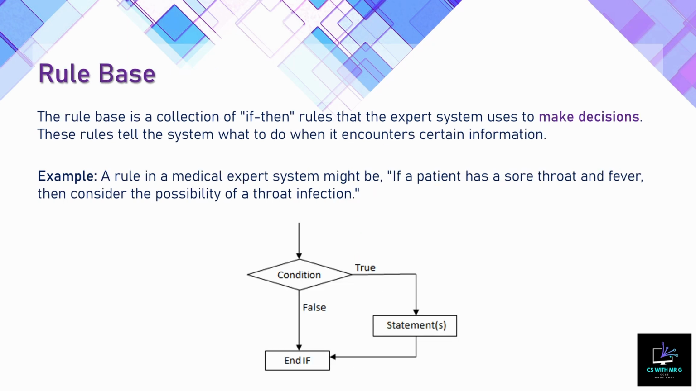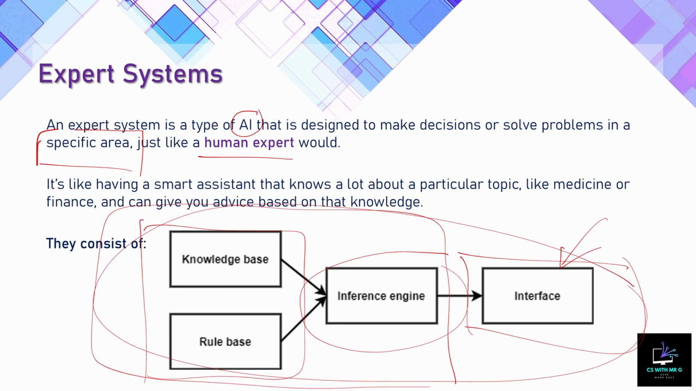The rule base ties in nicely with what we considered as reasoning or the algorithms. So the rule base is just a collection of if statements where if something is true, we'll do this. If something else is true, it will do that. And an example here could be if a patient has a sore throat and a fever, then it could possibly be a throat infection.